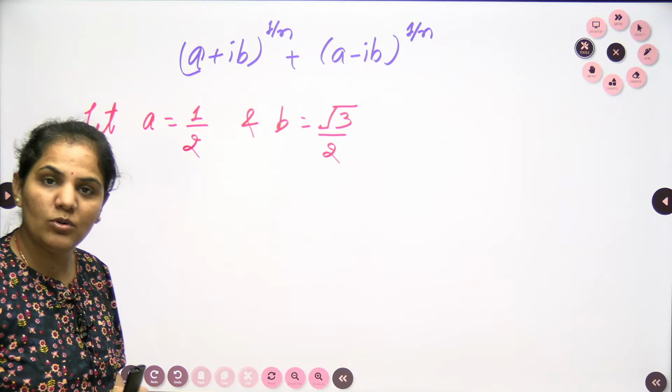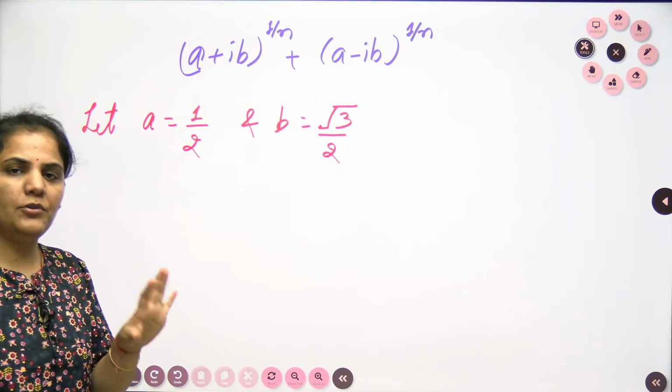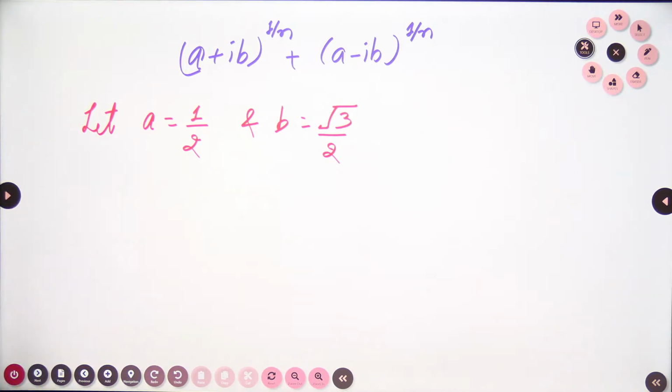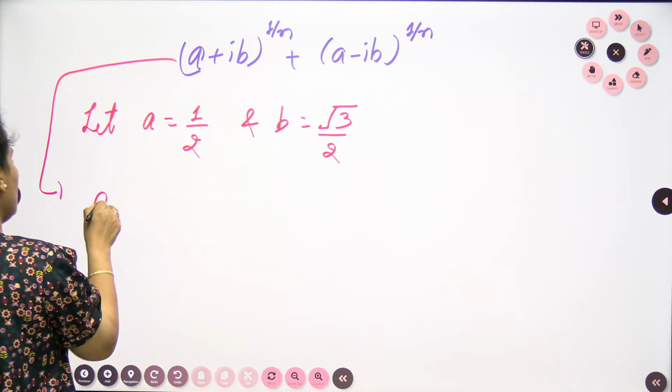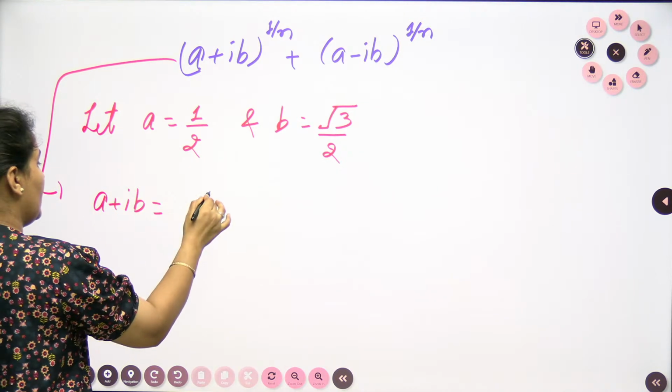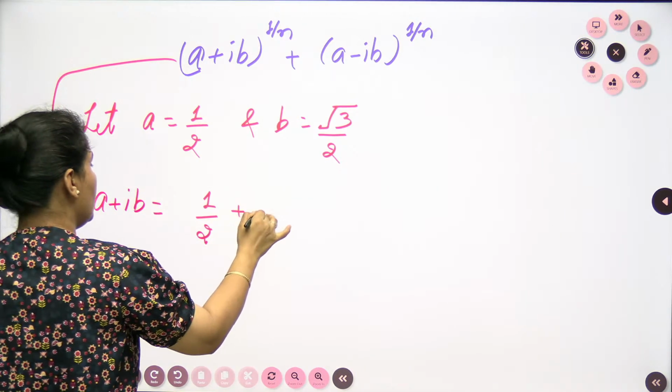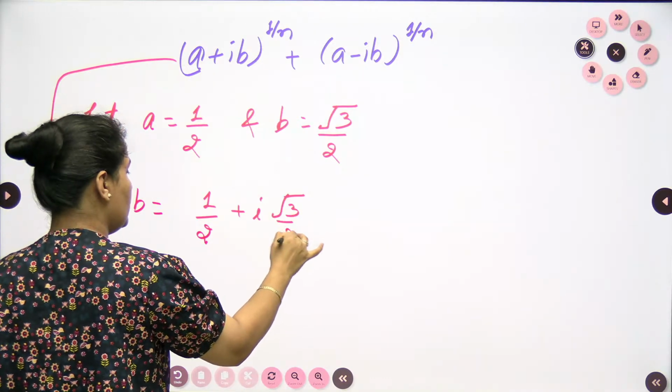Here I will use de Moivre's theorem also, so that ultimately I want to make it easy. So a is equal to 1 by 2, and if I take b equal to root 3 by 2, then according to a plus iota b, my expression will be 1 by 2 plus iota root 3 by 2.